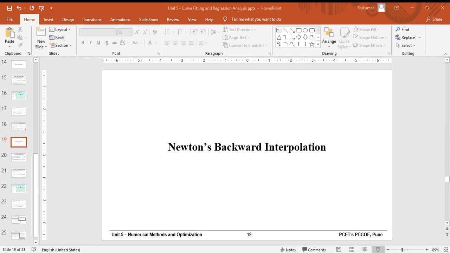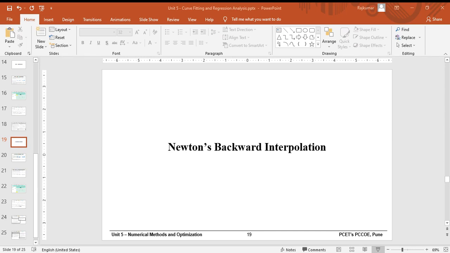Then to get the first value of nabla y, you need to take the difference of 13.03 and 10.63. The answer is 2.4. Similarly, to get the second value, you need to take the difference of 15.04 and 13.03. The answer is 2.01. Then 16.81 minus 15.04 is 1.77, and so on. In this way, you can complete the third column of this table.